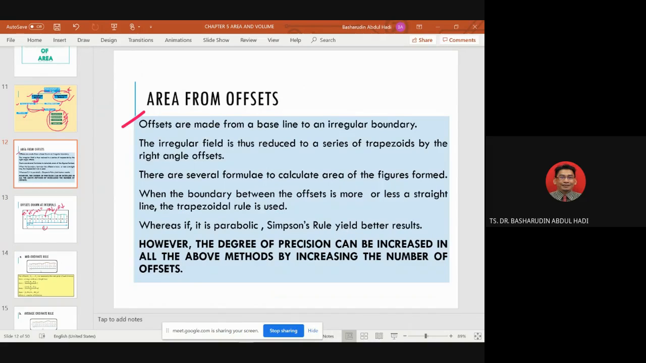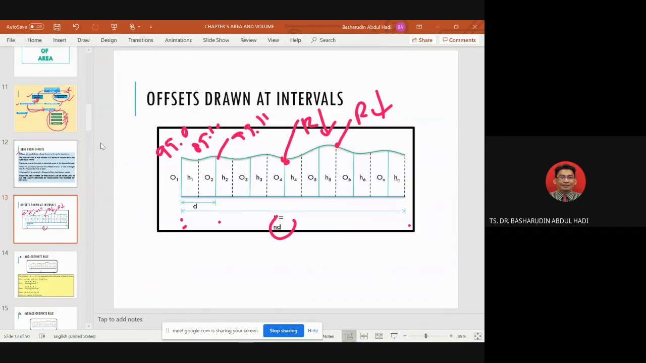The irregular field is thus reduced to a series of trapezoids by right angle offsets. You can see that the shape is something like a trapezoid. You put a straight line, and you can see the trapezoid.